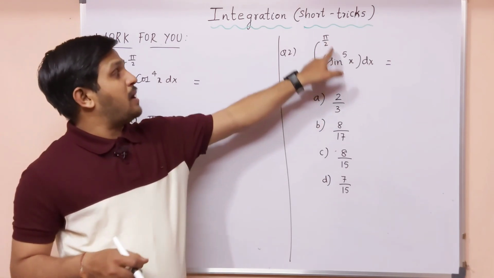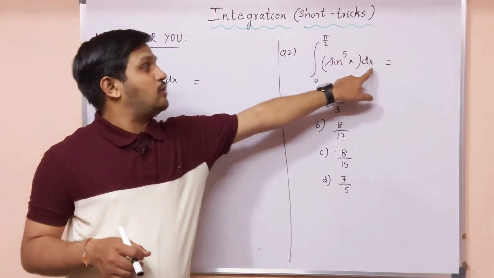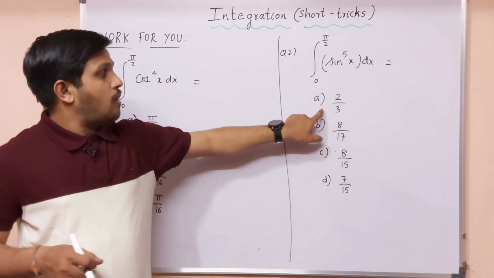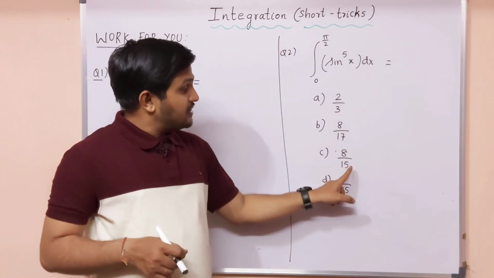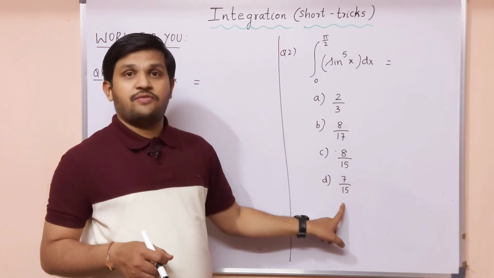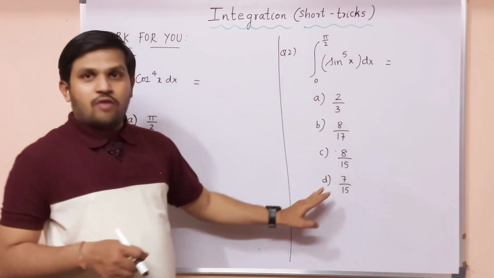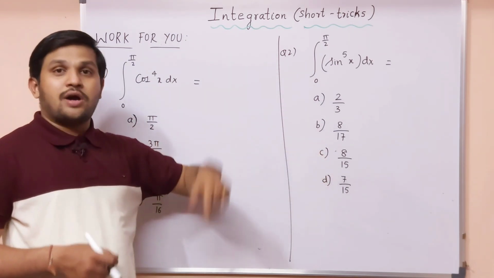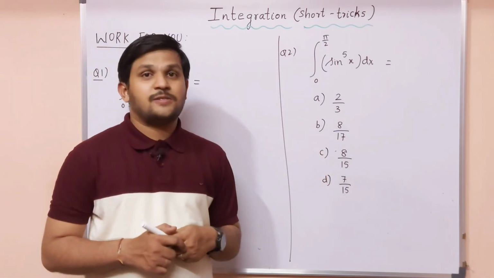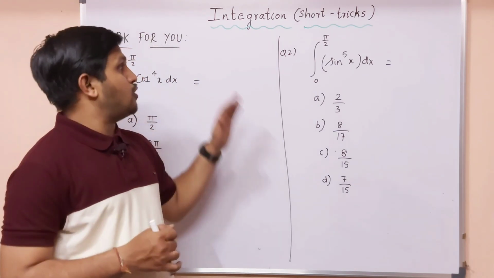Question number 2: integral 0 to pi by 2 of sin x whole power 5 into dx. That is equal to, option A says 2 by 3, option B 8 by 17, option C 8 by 15 and option D is 7 by 15. So quickly solve it. Right now when you look at the video, try to solve it. Do comment which is the right option and how many seconds you have taken to solve this.